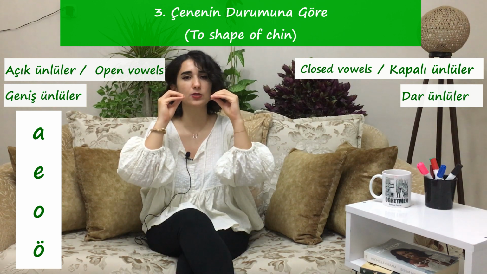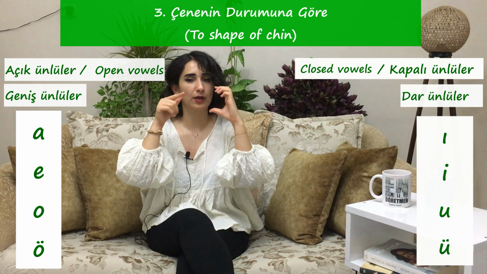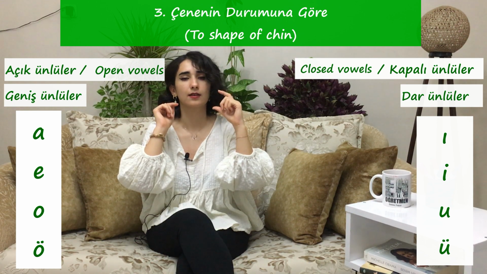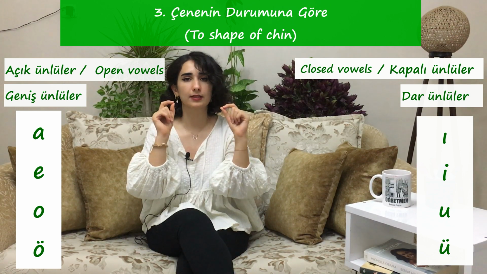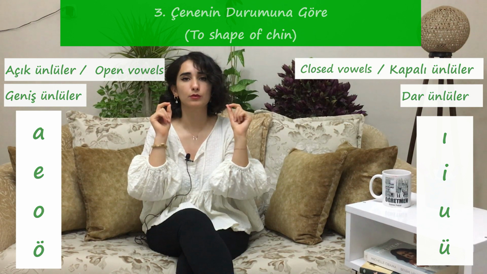For closed vowels, watch my chin. I'm gonna tell you before you listen to me. Then we are going to repeat and you will repeat after me. I, İ, U, Ü. You see my mouth is nearly closed. I, İ, U, Ü.